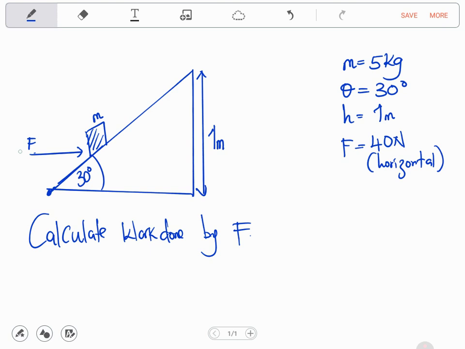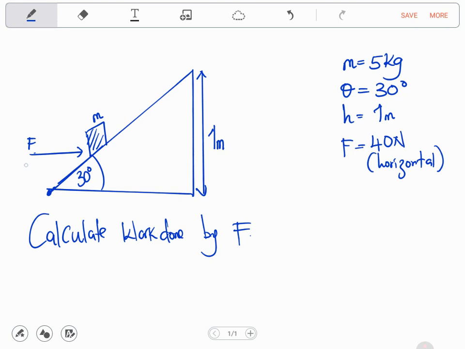Now, F is horizontal. I think you can see by the arrow I've also indicated here. Now, what is the work done by F? F is just the effort in this case. Meaning, for us to find the work done by F, we need to know the distance moved by F. Now, the 1 meter given here is not the distance moved by the effort. It is actually the distance moved by the mass M. So how do we find the distance moved by the effort?